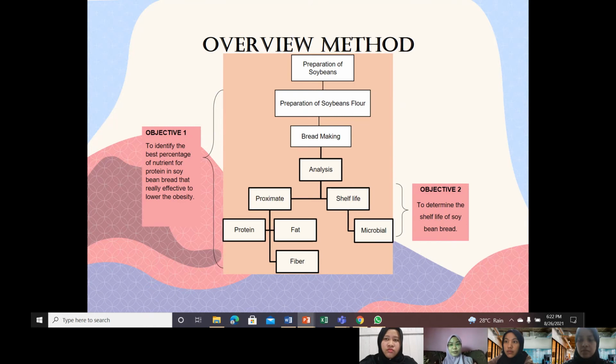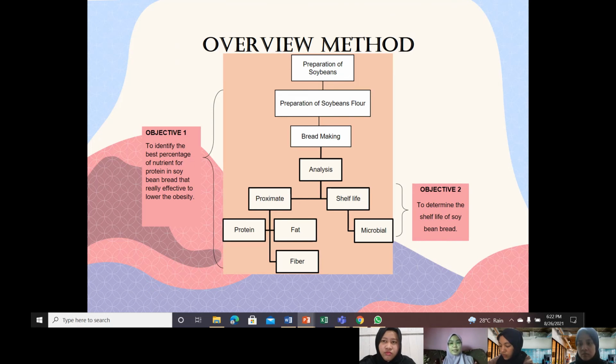For the overview of the method, firstly is the preparation of the soybean. The soybean and ingredients for making the bread were bought. Then second is the preparation of soybean flour. The soybean was washed with clean water and salt for 1 hour, rinsed with water, and then boiled for 25 minutes. The soybean was fried at 110 degrees Celsius for about 20 minutes, set aside to cool, and sieved with a mesh to obtain soybean flour. After that, the bread making.